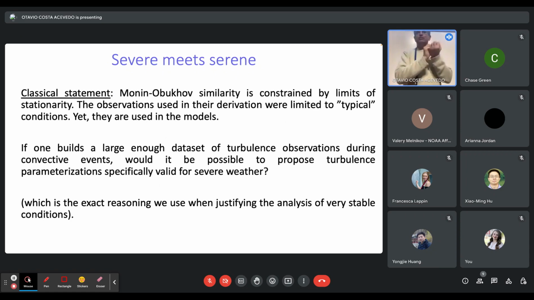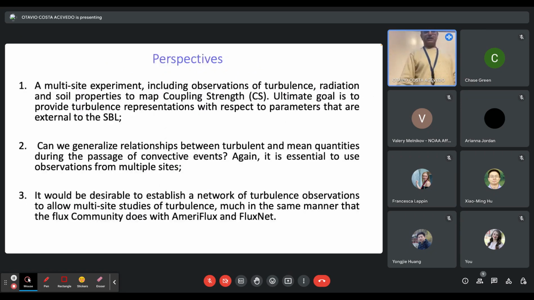And why am I saying severe meets serene? Because when I had these conversations with Mauricio, Mauricio said to me, we gotta get this data to try to build these relationships, because whatever goes in those relationships is not from these cases. I said, listen, Mauricio, this is exactly what I say when I try to justify studying the very stable boundary layer. We gotta use those data because nobody uses that to build the relationships. So it goes full circle. And the same reasoning goes for both extremely opposed types of events.